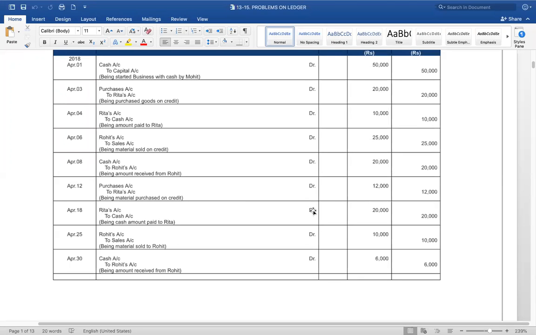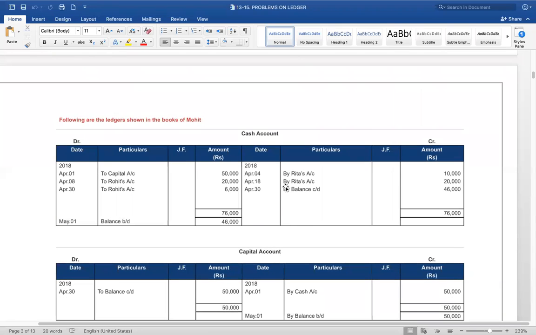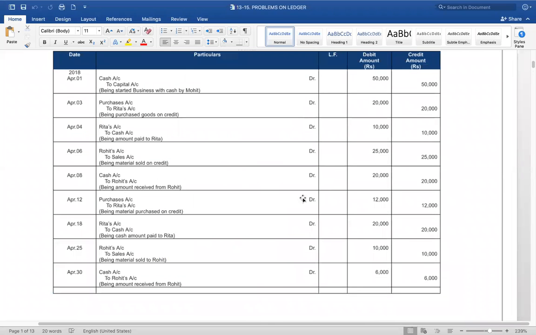Reader's account debit to cash account. That means in cash account it is credited, with 20,000 by reader. Actually, the entry you have seen is reader's account debit to cash account. Once again, reader's account debit to cash account. In cash account, you're crediting by writing by reader's account 20,000. Now let's come back.